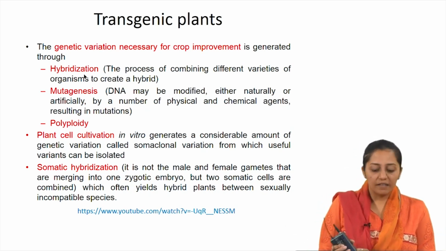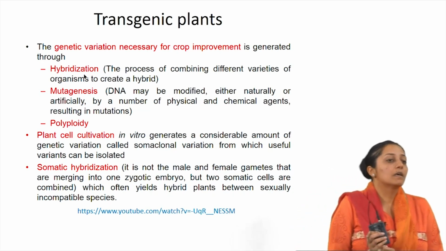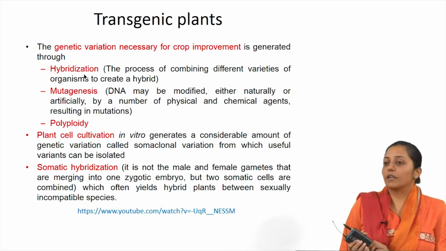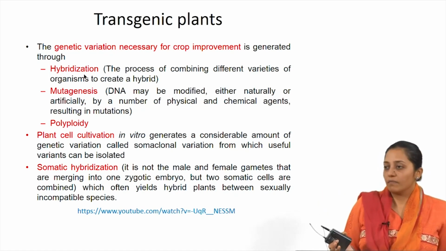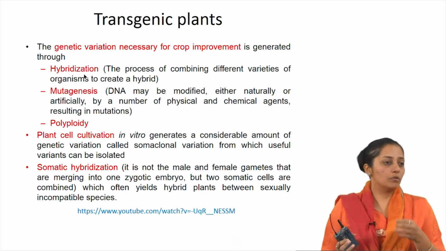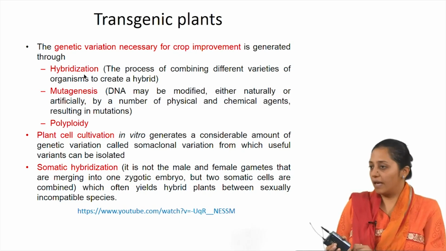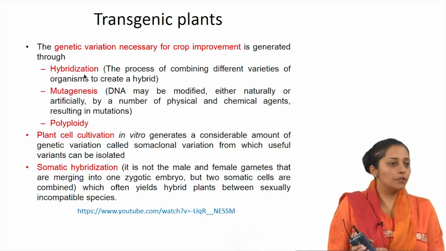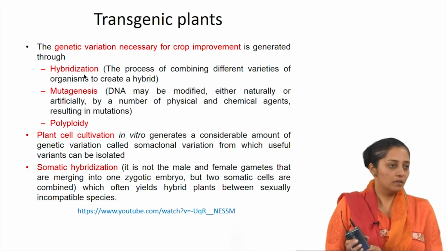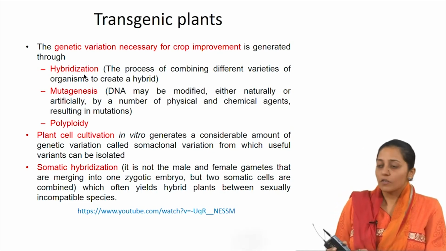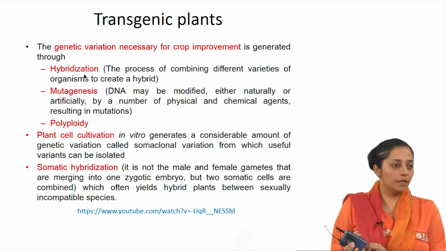Now, plant cell cultivation in vitro generates a considerable amount of variation. We have heard about somaclonal variation under in vitro conditions, which itself can be used to generate different cell lines of different genetic makeup, because this can lead to polyploidy and change in the karyotypic nature of the cell. Then somatic hybridization, what is it? It is a well known technique, we have learnt about it.